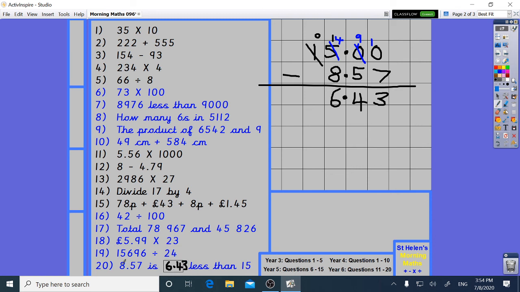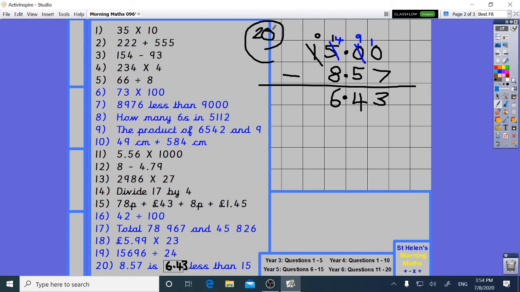8 is 6 less than 14, isn't it? So 8 and a bit is 6 and a bit less than 15. That actually makes that make sense. If we added them together now, they'd make 15, 14, and those 57 and 43 are number buds to 100. So I'm happy that's right, 6.43. That was question 20, and we're done.